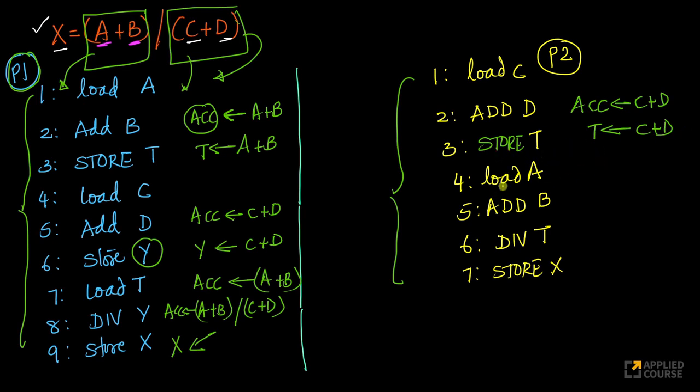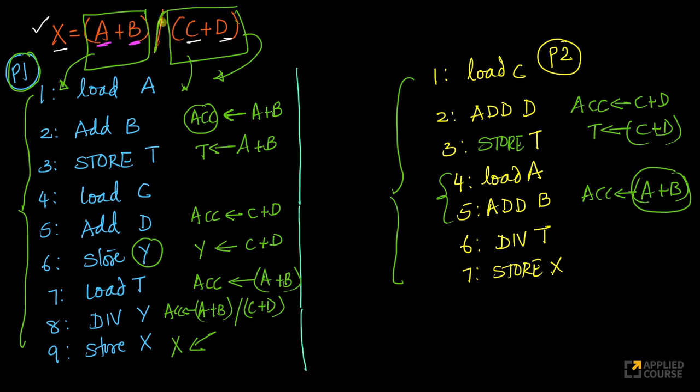Then I'm saying load A, so the accumulator consists of A. Then I'm saying add B. So what does the accumulator consist of now? The accumulator has A plus B. In memory location T, I have C plus D. Then it says div T, because the accumulator already contains A plus B, which is the first operand of this division.